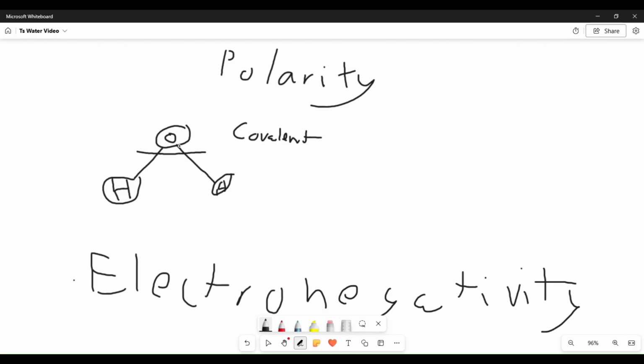So if the oxygen is extremely electronegative, it attracts electrons a lot more than these hydrogens do. Because of that, it pulls the bonded electrons closer to the oxygen than to the hydrogen. This results in the hydrogen getting a partial positive charge and the oxygen getting a partial negative charge.